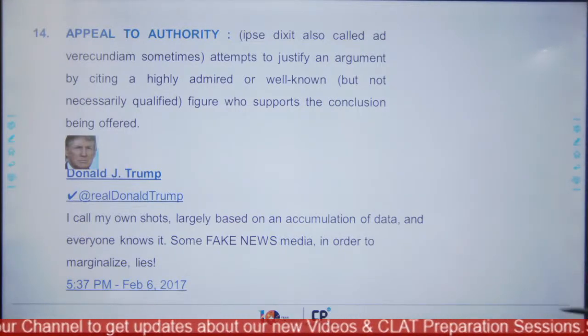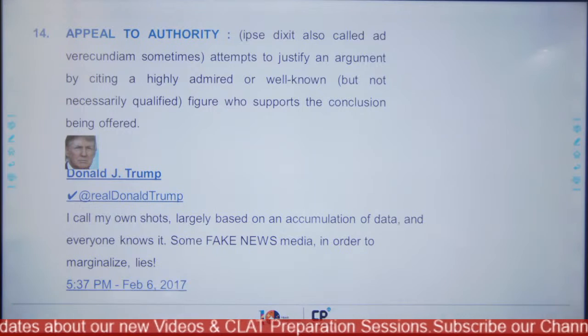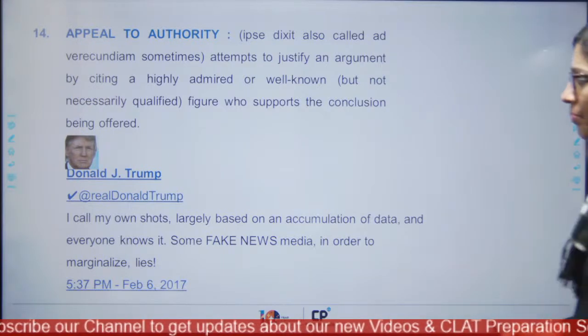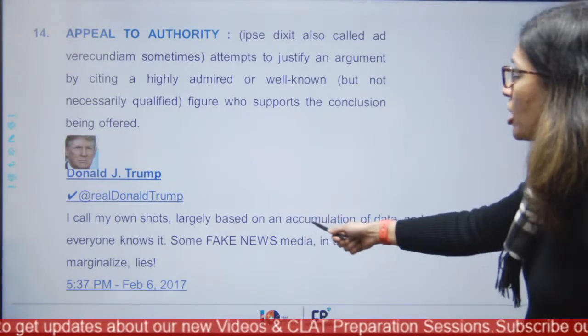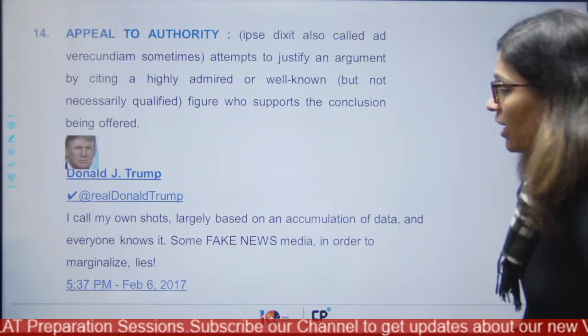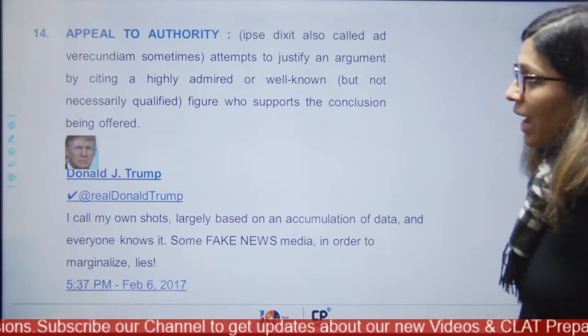I could not get over Donald Trump's tweets when last I was making this fallacies PPT. "I call my own shots, largely based on an accumulation of data, and everyone knows it. Some fake news media, in order to marginalize, lie."